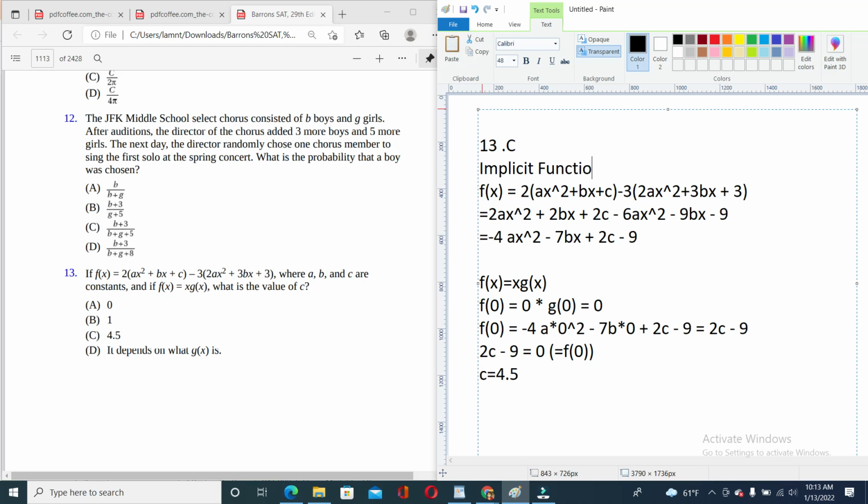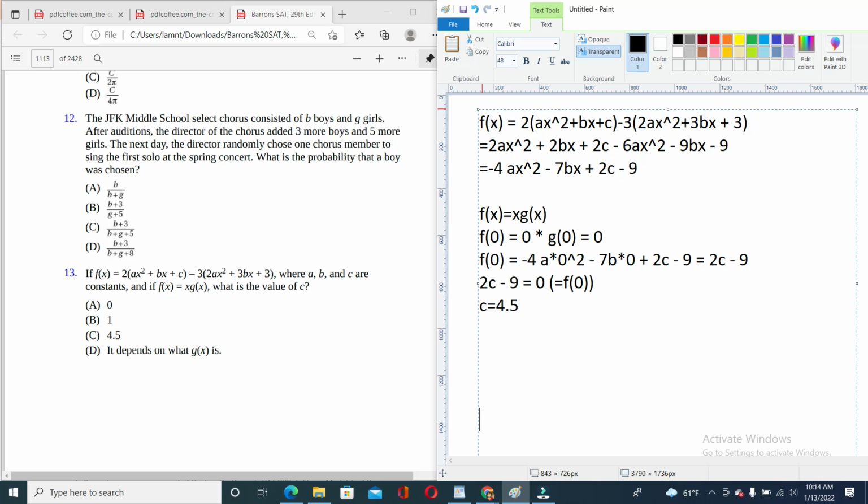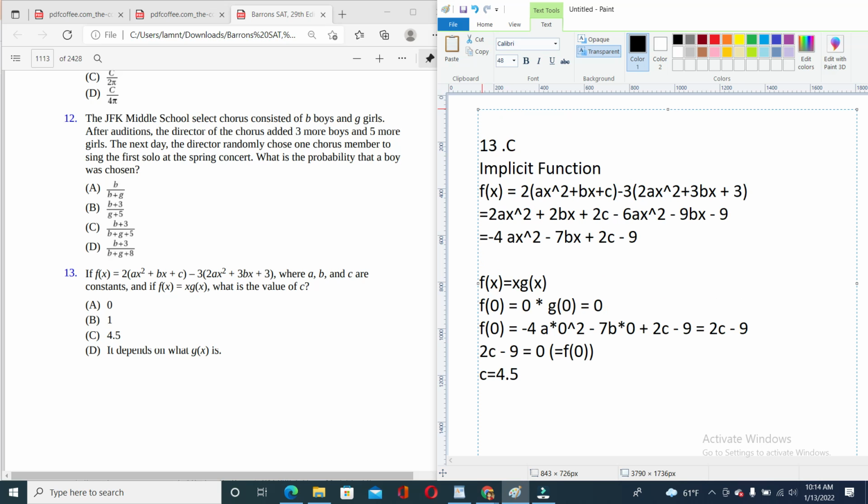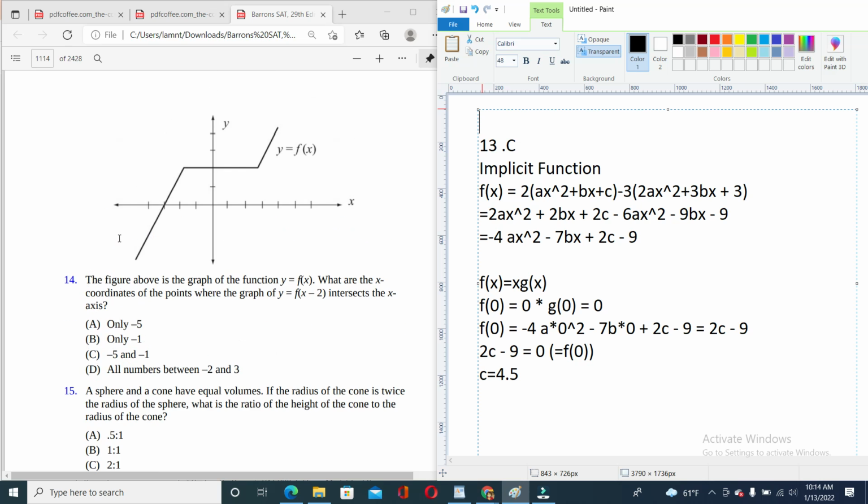If we meet extra exercises like this, I'm going to keep discussing, okay? But we can solve this exercise because of this function. We can replace 0 in and everything is going to become 0. So anyway, c equals 4.5. Okay. Next, number 14.